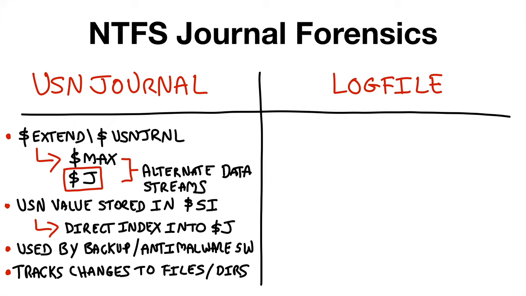$J contains the meat of the data, specifically tracking the changes to each file and directory, along with the reason for the change. The MFT's standard information attribute, which we've covered in previous episodes, contains a record of each file's update sequence number value, which is referenced within the $J file where the specific change is tracked. The USN Journal is often utilized by backup utilities and anti-malware software, such that incremental backups or scans can be performed without the need to touch every file on disk. This obviously provides increased performance and a better user experience.